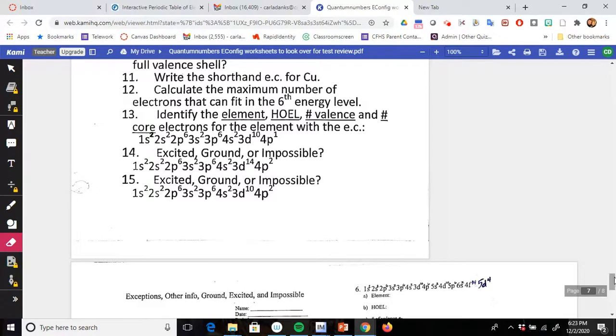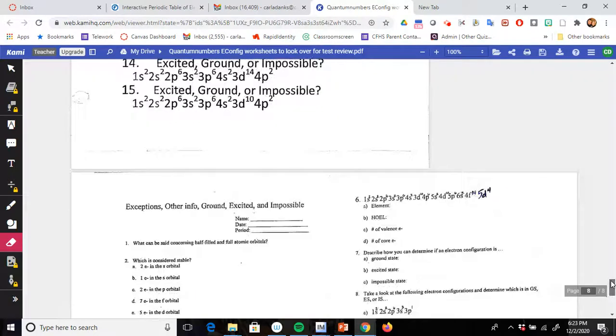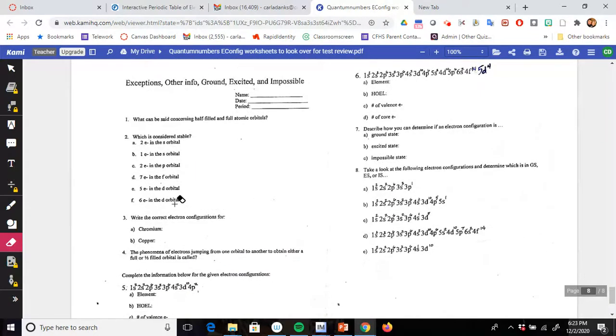Now, the last worksheet that I took a picture of here was the one that had you reviewing the 2 exceptions, copper and chromium, that occur with your electron promotion. So again, these we've already answered. You should have all of these answered and corrected because we have gone over all of these in class or in the video lesson that I have made with the answer keys.